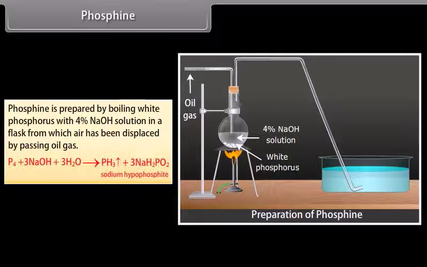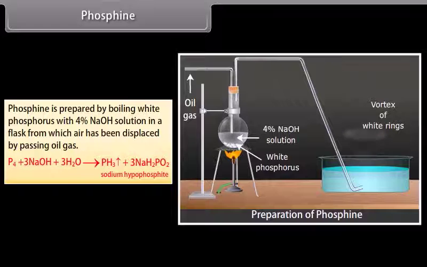Phosphine. Phosphine is prepared by boiling white phosphorus with 4% NaOH solution in a flask, from which air has been displaced by passing coal gas. Coal gas is continuously bubbled through the flask in order to displace air.